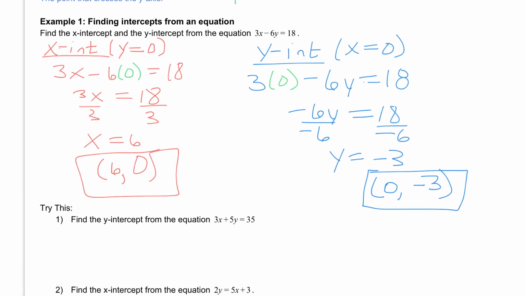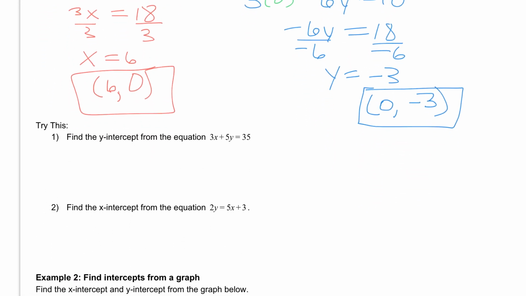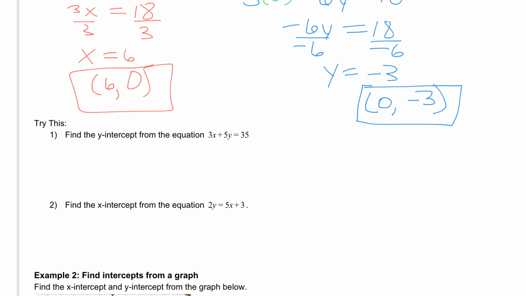There are 2 try this for you to take a look at. So go ahead and pause it and then unpause it to check your answers.